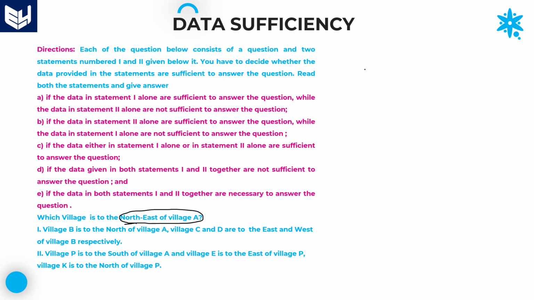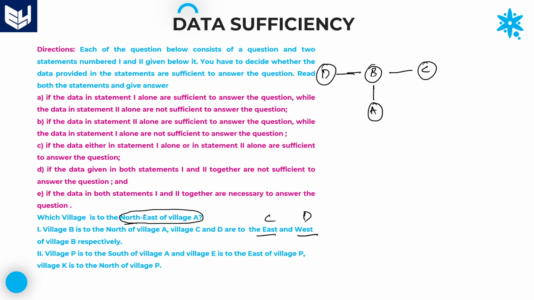B is north of A. According to the first statement, B is north of A, and C and D are east and west of B respectively. Towards the right side and towards the left side of B, two villages are there, C and D, these two are east and west. C is east of B and D is west of B.